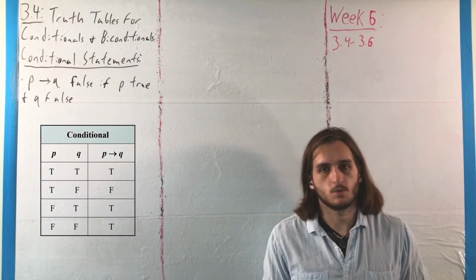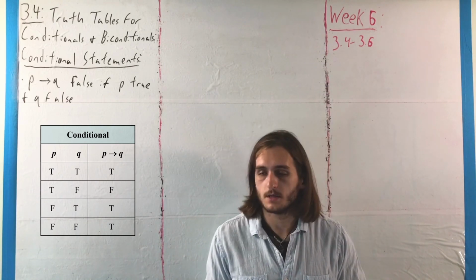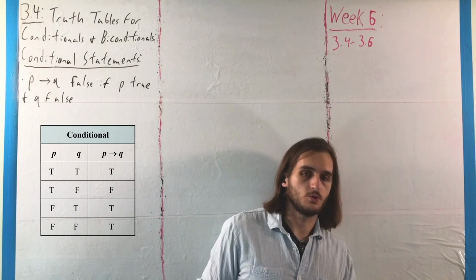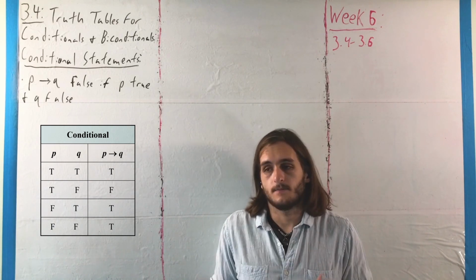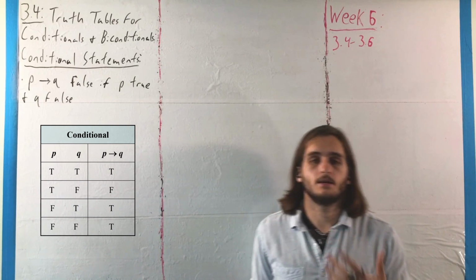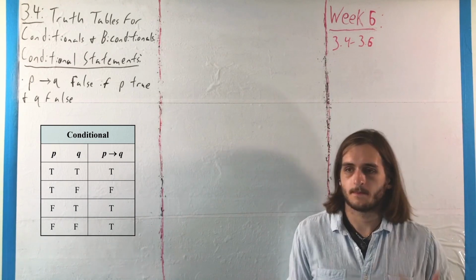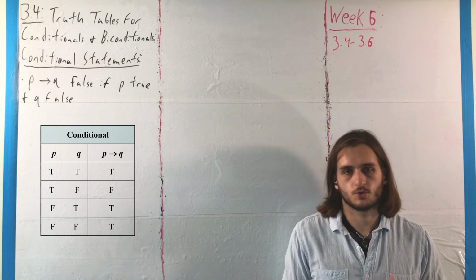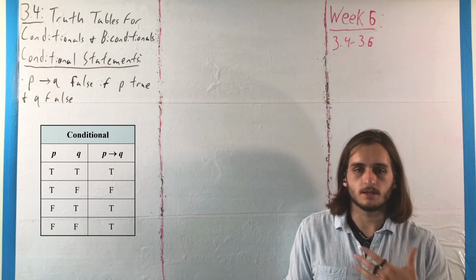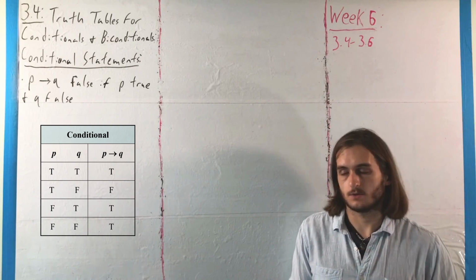So that's our only case where the conditional happens to be false. If the first part is true and the second part isn't. In any other case, we say it is true. So let's get an example here with a bit more exacting parts in terms of a truth table for how these get built working with conditionals.